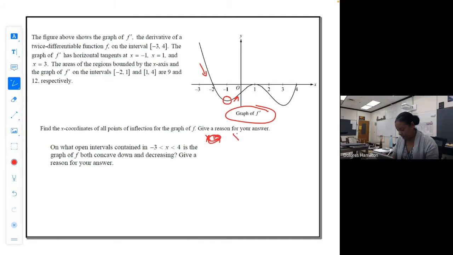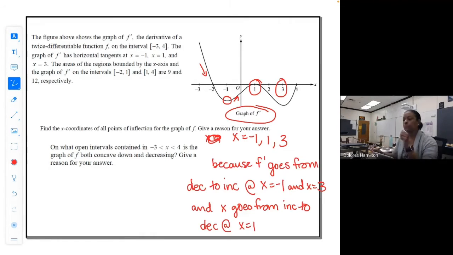Oh, what a mess. Then where else on that graph would we identify that our derivative goes from decreasing to increasing or vice versa? And I'm hoping that you saw that that's at -1, 1, and 3. What's our reasoning? Our derivative graph goes from decreasing to increasing at -1 and 3, and then increasing to decreasing at x equals 1.